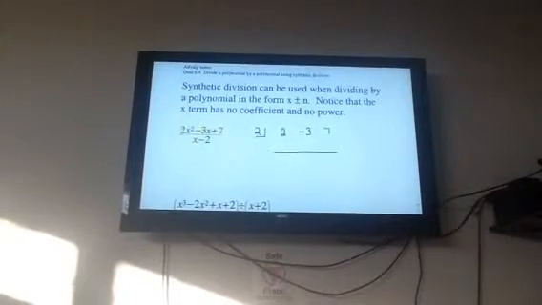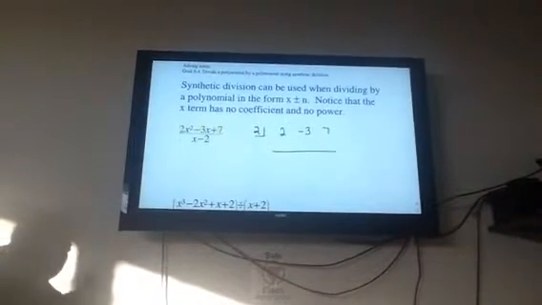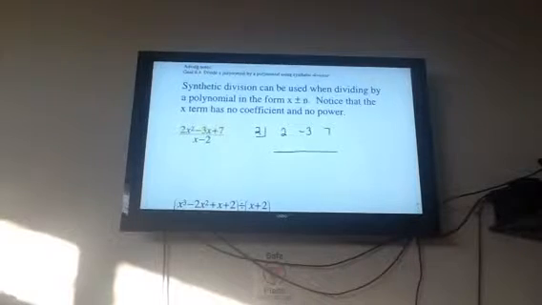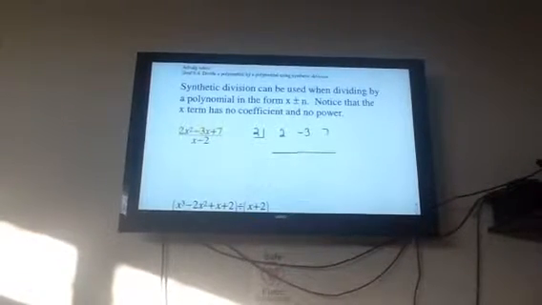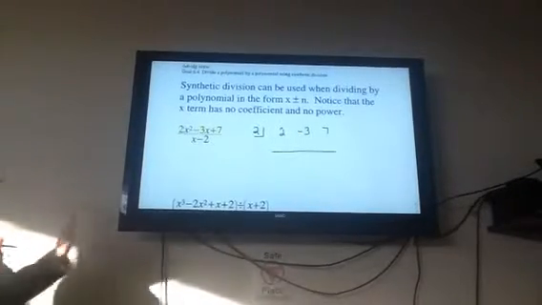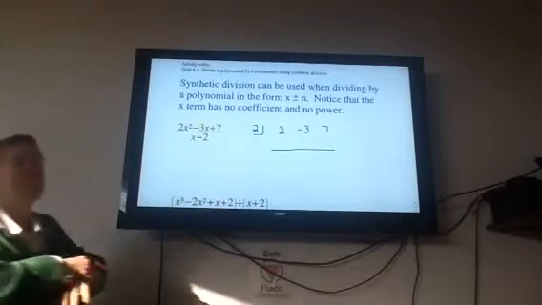Everybody with me so far? So the initial setup is to take the coefficients of your polynomial that you're dividing into and write those with a little space. In your half box there, you're going to put the opposite of what you see. That's the easiest way to look at it. So when it says minus, put a plus. If it says plus, put a minus.